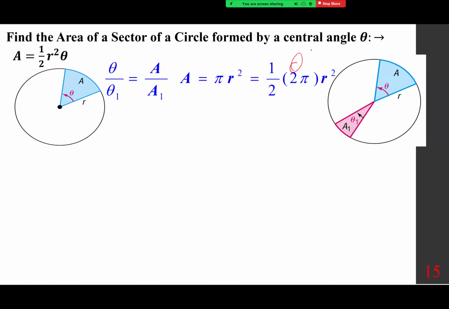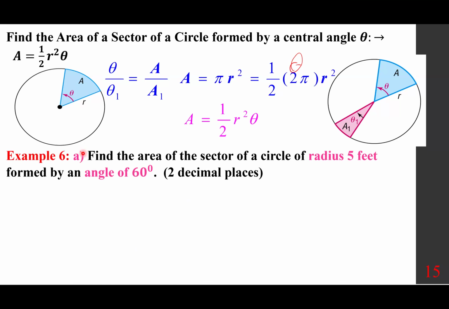And remember, this is a complete revolution, right? A complete revolution is 2 pi. So if you want area of a sector, you want 1/2 times theta times r squared. So 1/2 r squared theta. Believe it or not, that's the proof. Area is 1/2 r squared theta.